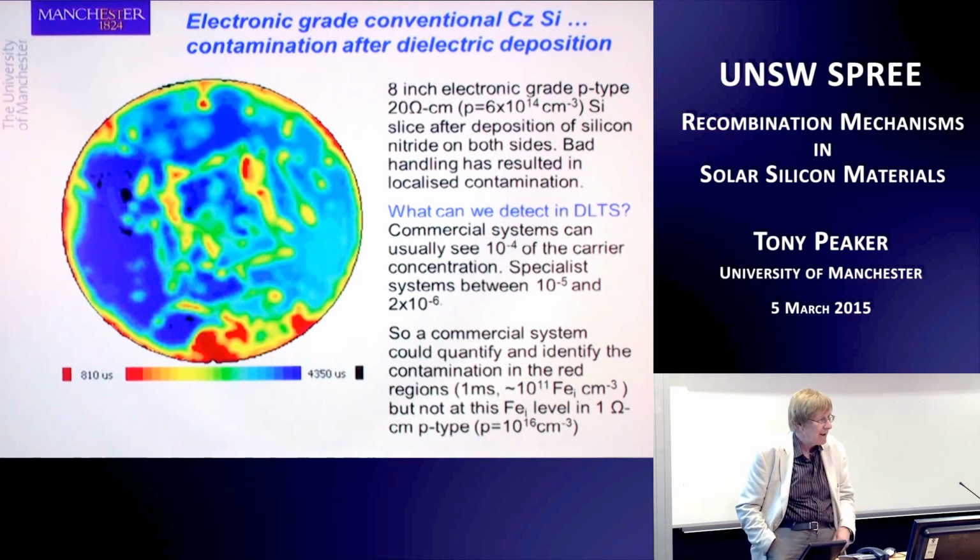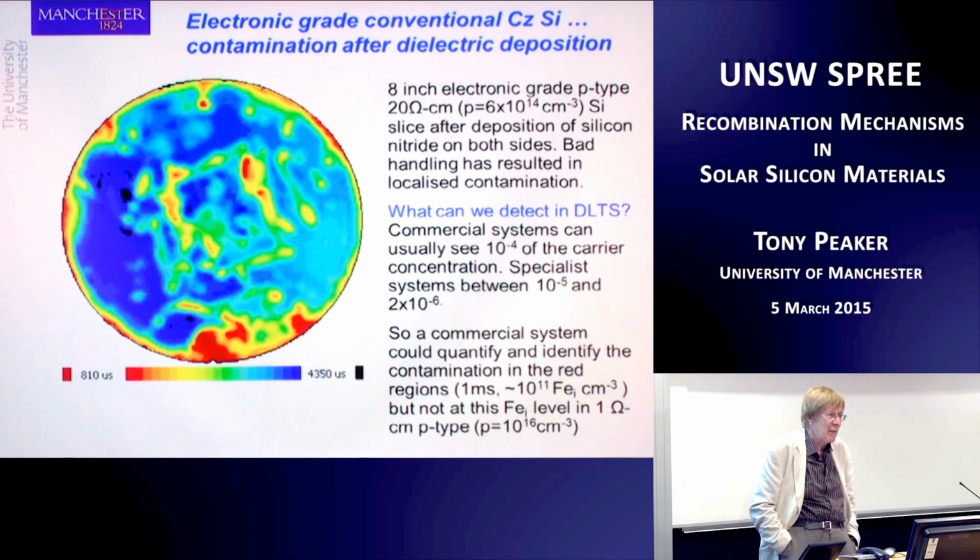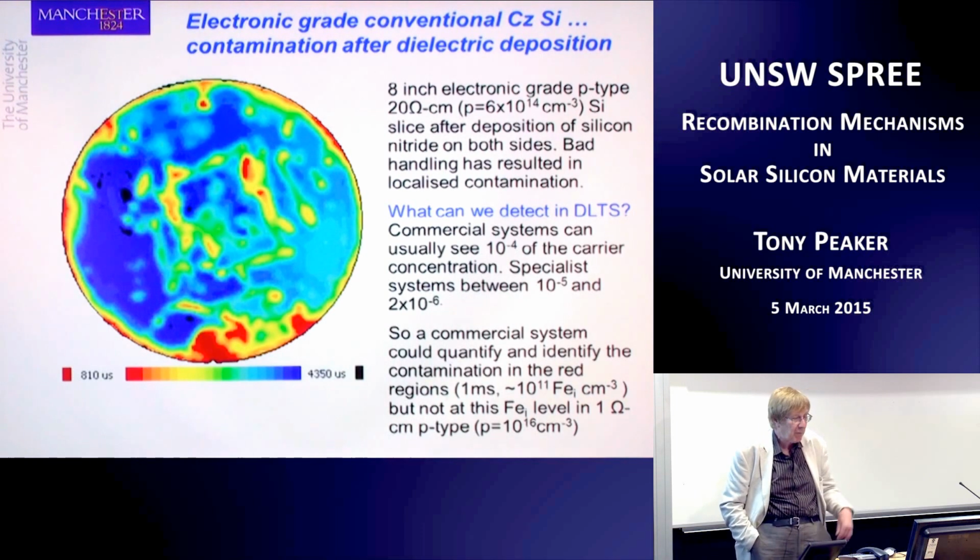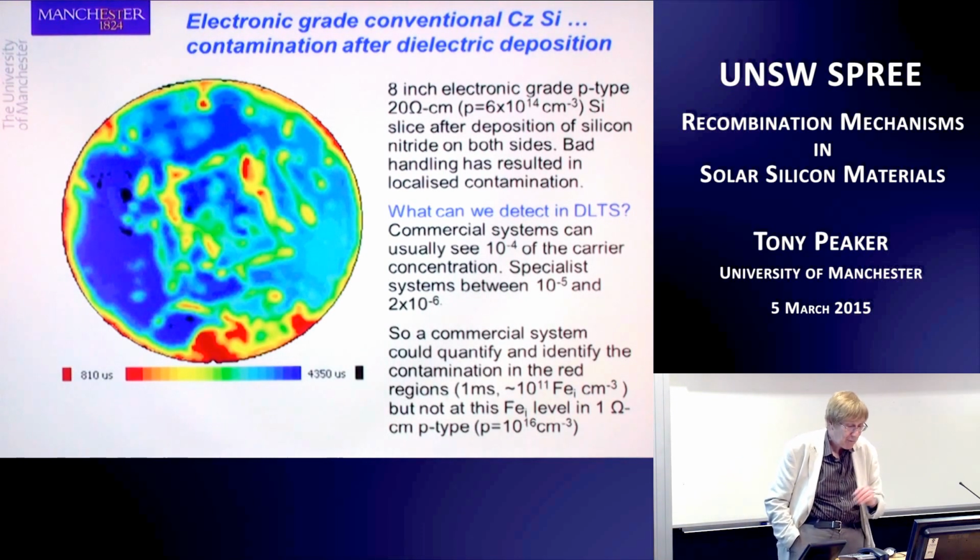So what I've put here is a photograph to show how easy it is to make it imperfect. This just had nitride deposited on it. Before you deposited the nitride, it was uniform at about 5 microseconds or so. And of course, as soon as you touch it with tweezers, as soon as it rests on something, you get contamination. That's what's happened to this slice. It's been badly handled, and you have localized contamination. You see that very clearly in the lifetime map.